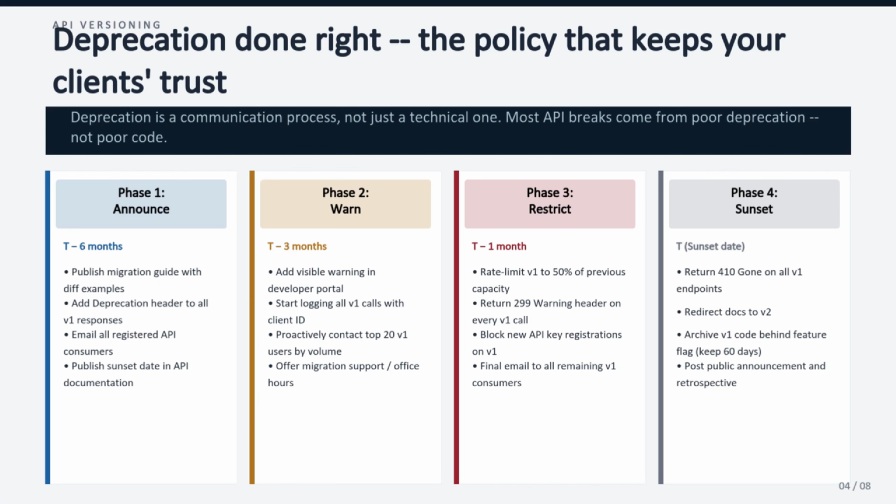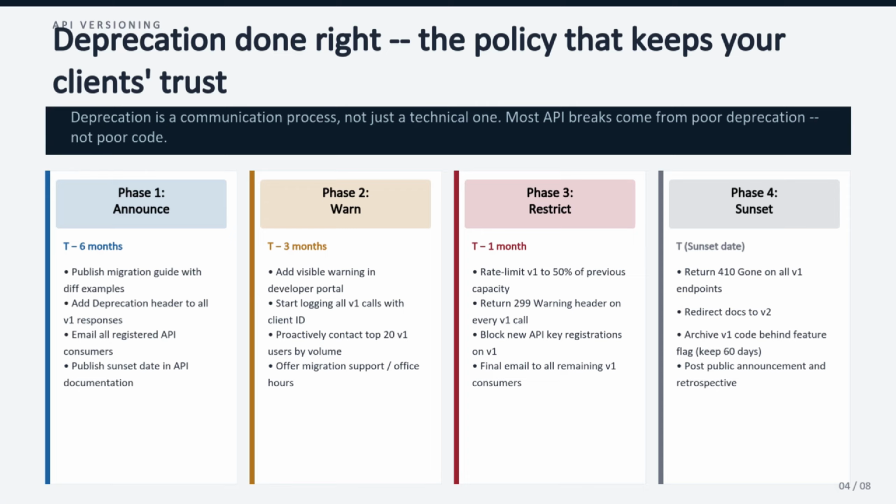Start logging every old API call along with the client ID. Client ID basically means identifying which customer or application is still using the old API. Now you have real data. You know exactly who has not migrated yet, and honestly, focus especially on the top consumers, the biggest users, maybe the top 20 by traffic.